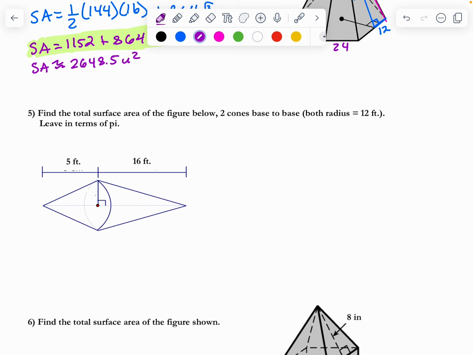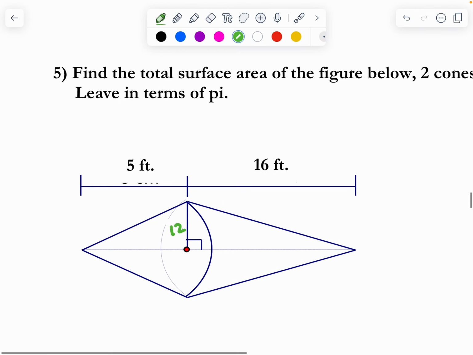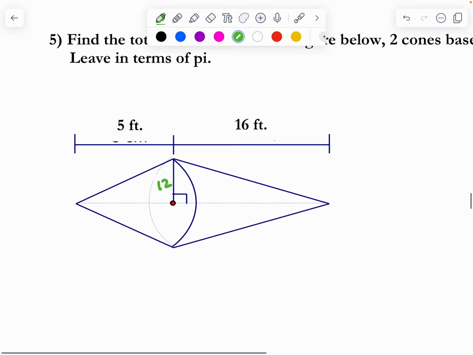Let's go ahead and finish up these three problems. Find the total surface area of the figure below. It's two cones base to base, both with radius 12. I'm going to mark that right away. This is 12. It says to leave it in terms of pi, so we're going to leave it as a non-rounded, exact answer.